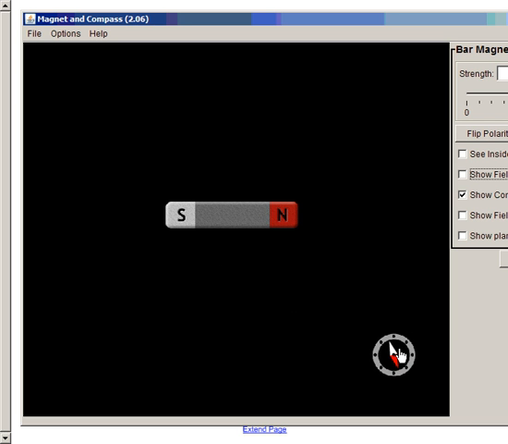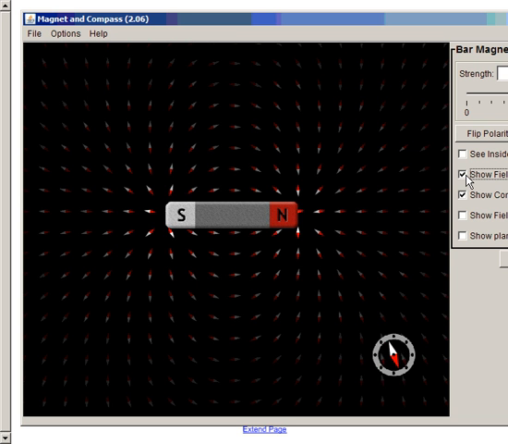Because of our use of computers here, we can show that right now. You can see that the magnetic field points away from the north pole of the magnet. The red is always pointed away from the north. And at the south pole, the magnetic field always points toward it. The red part of the compass always points toward the south part.